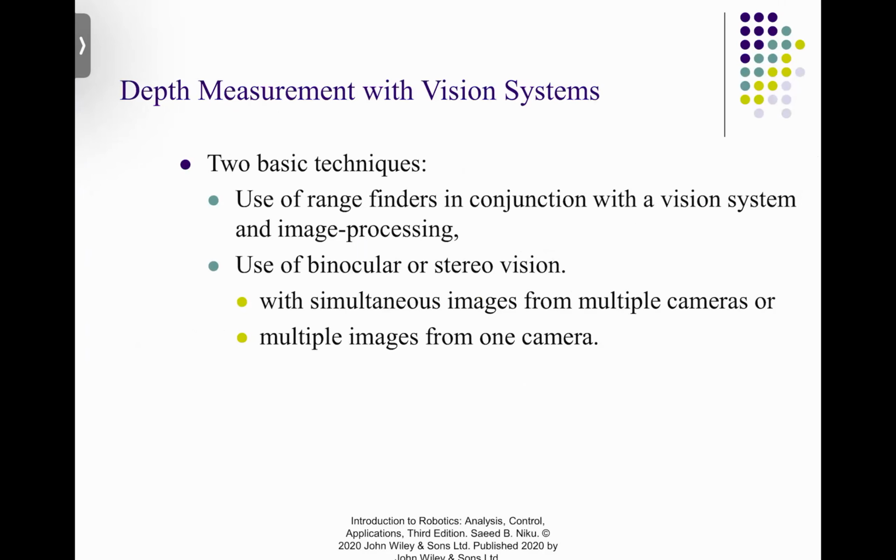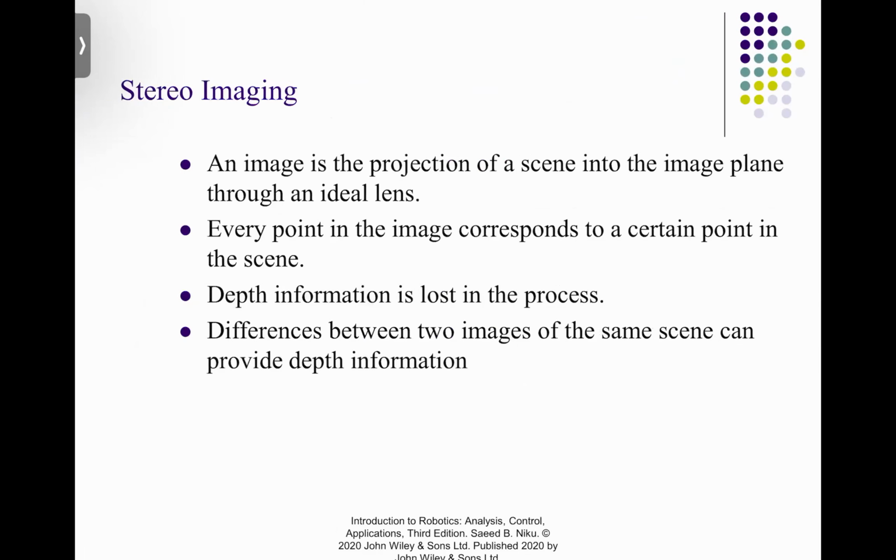If you want to do depth measurement, you can use some rangefinder like LiDAR, or you can use a stereo camera where you use a triangulation approach to find out the depth. So the idea is you have two cameras looking at the same point, but since those two cameras are apart from each other, you are going to get a triangulation, and that triangulation can be used to find out the depth. That is the principle of stereo imaging.